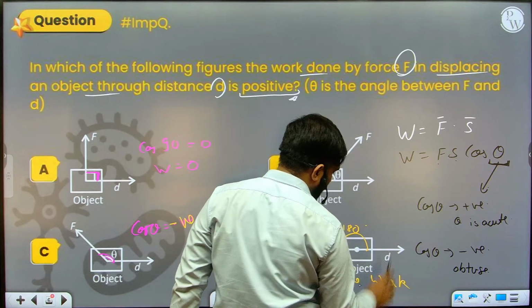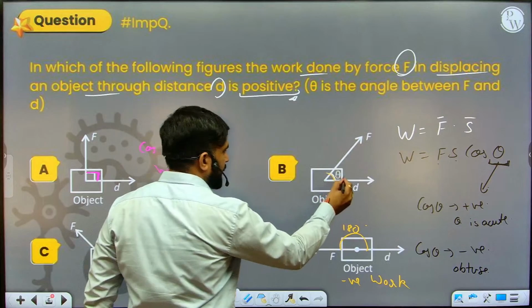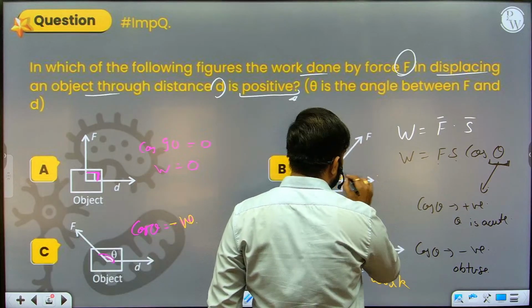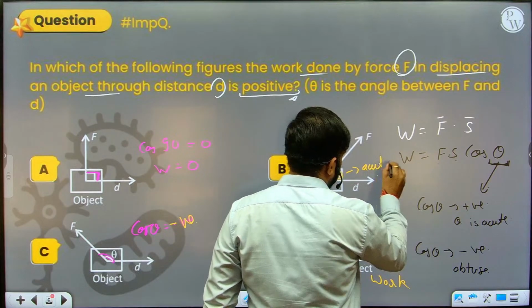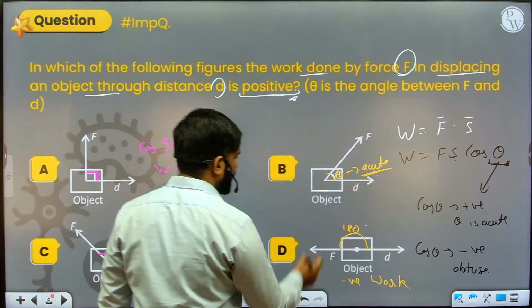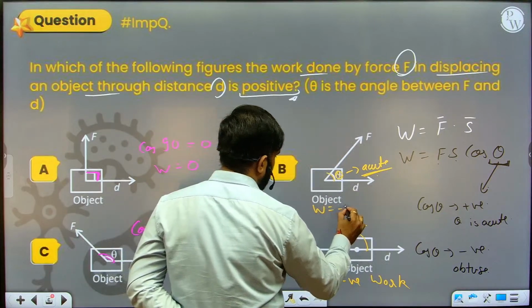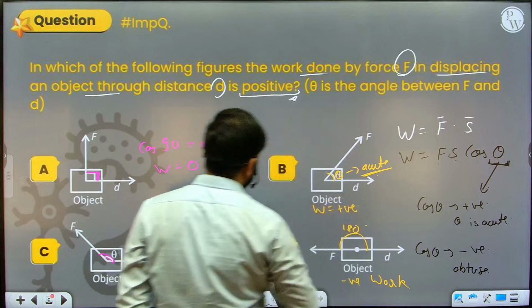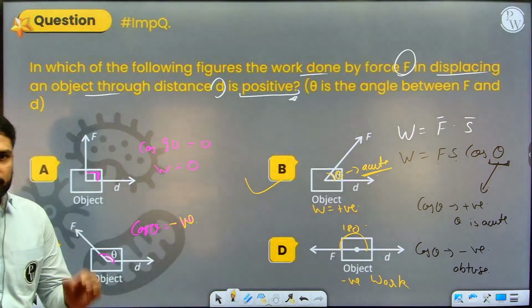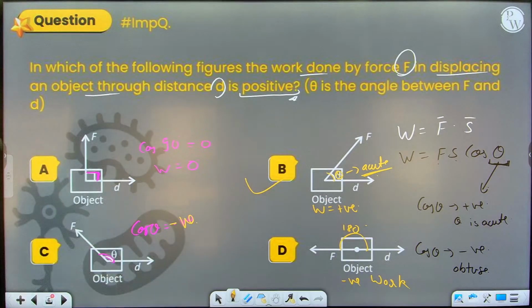Negative work. While here I see that cos theta will be positive at this angle because it's an acute angle. So this one gives me positive work. So our answer would be option number B. Okay, this is how you quickly check.